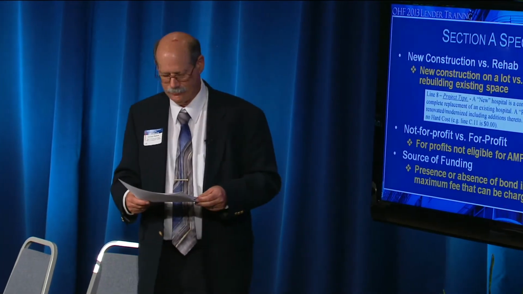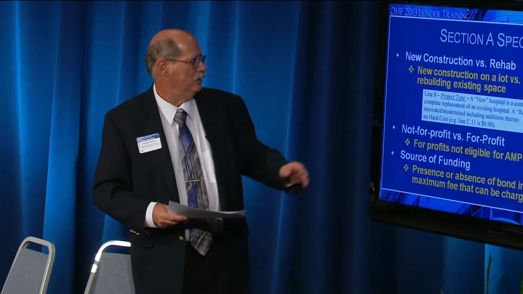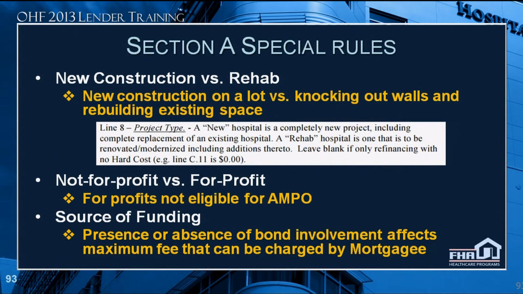Let's go to the next slide. In here, new construction versus rehab. This has been a question that's come up several times in here. New construction is basically building a building on empty ground. Rehab is I'm knocking out the walls and I'm refurbishing it. So that's basically what we're getting at on that one there. If it's only refinancing with no hard costs, let's say I'm doing a 223F or a 223A7, so basically if line C11 is 0, then you can just ignore the box in there.